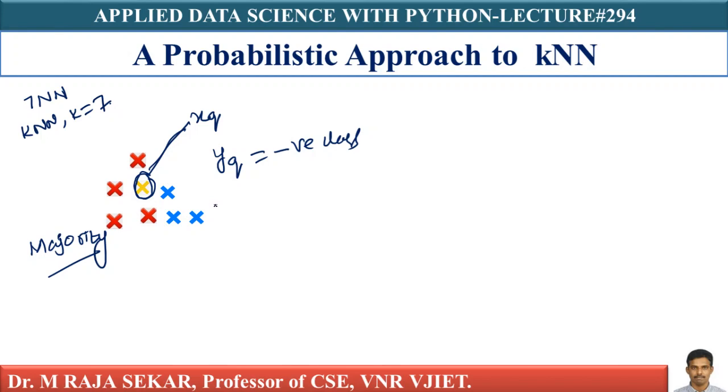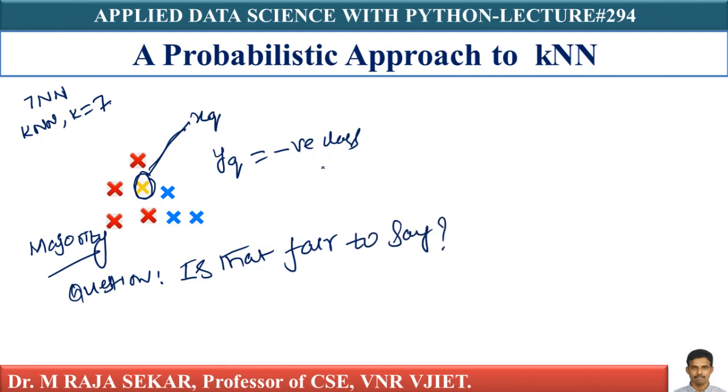But the question here is, is that fair? Is it fair to say this yq belongs to the negative class or red class? Because of these 7 points, 4 points are negative class and 3 points are positive class, isn't it?